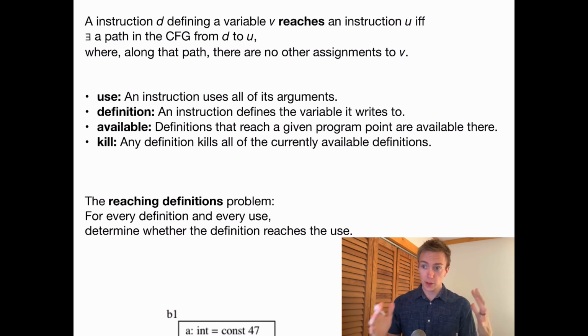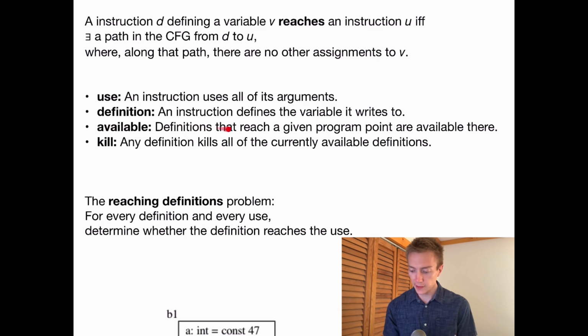To define it, take a look at these four definitions of compiler terms that we will build up here. The first is a use. An instruction is a use for all of its arguments. So if you say print A, for example, that's a use of the variable A. Conversely, a definition is just an instruction that writes to some variable. We call that a value instruction in Bril in particular. So any instruction that writes to a variable, you can also call a definition of that variable.